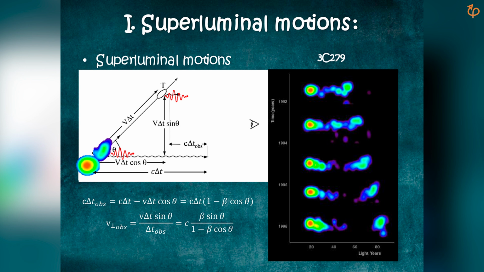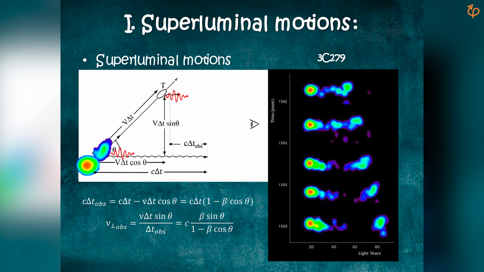trigonometric exercise. c delta t observed is just equal to the actual distance that the first photon covered, minus the distance along the line of sight that the blob covered before it ejected the second photon. Okay, so this is c times delta t, and this is v delta t cosine theta, and this is equal to this distance.